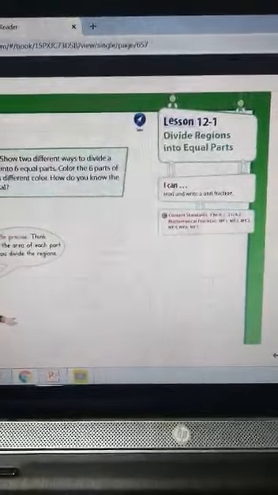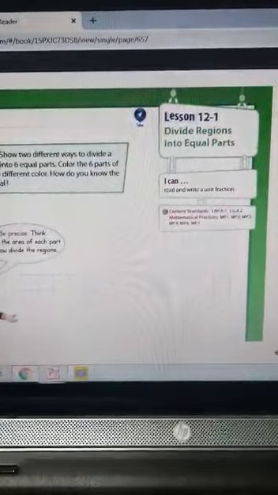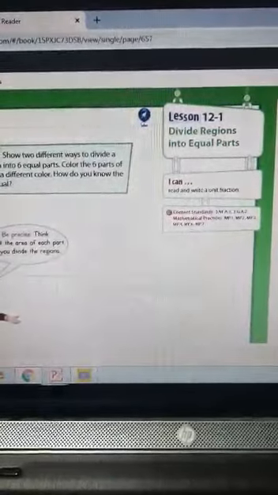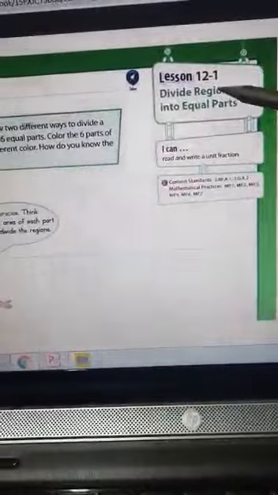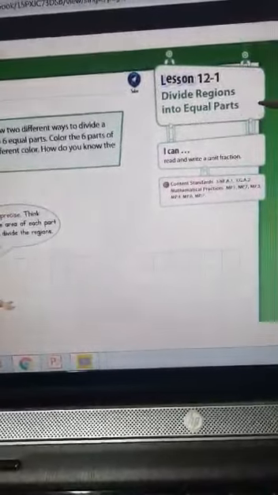Now, my students, we will start with math. Our page for today will be 611. But before we start with the page, I will go back to the title of our lesson for today, which is Divide Regions into Equal Parts.